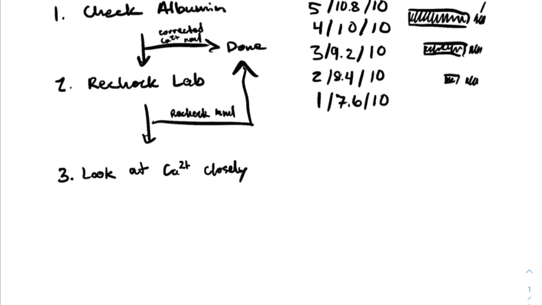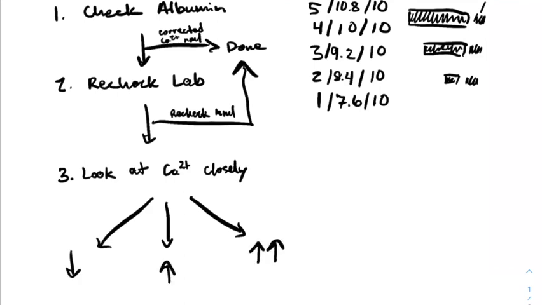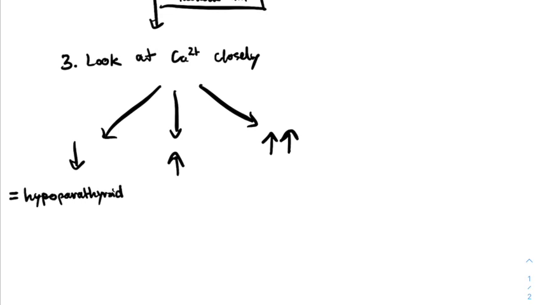And really, there are three main possibilities when you have an abnormal calcium. It's either low, elevated, or significantly elevated. If it's low, this is synonymous with hypoparathyroidism. When you see hypoparathyroidism, think post-op, post-op, post-op.